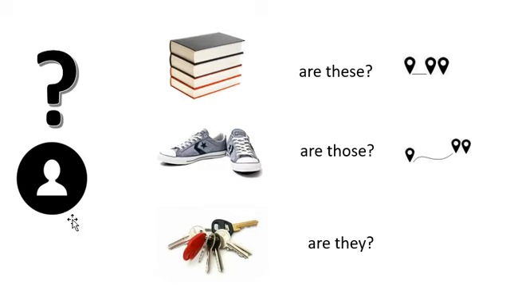Final example. Whose keys are they? Here, the speaker used the word they, and that word does not send any information as to the position of the person. The person is not saying if he or she is next to or a few feet away from the keys, just saying the object. So whose keys are they? This is the end of this mini lesson.